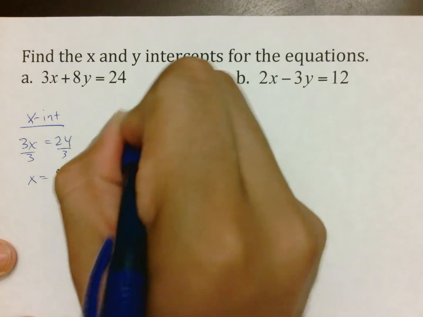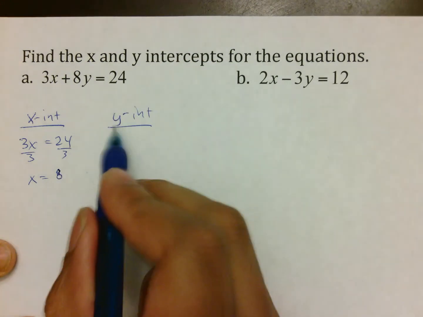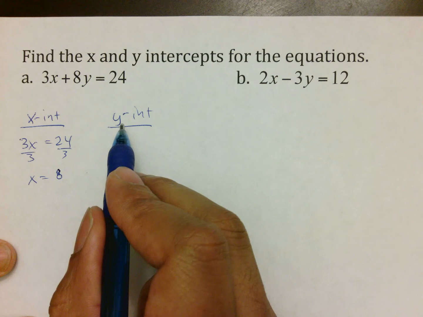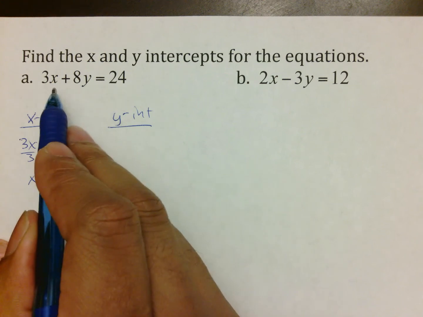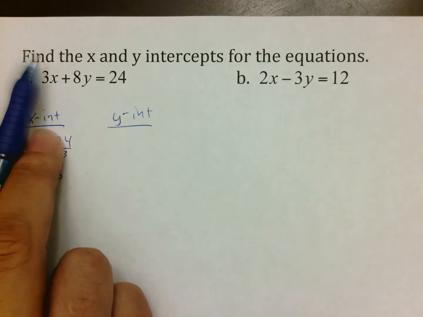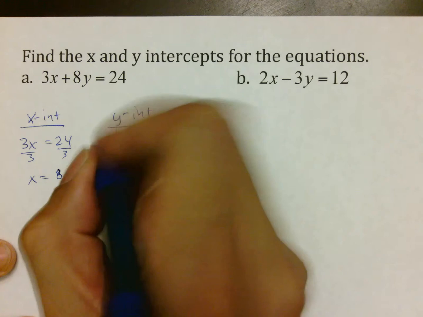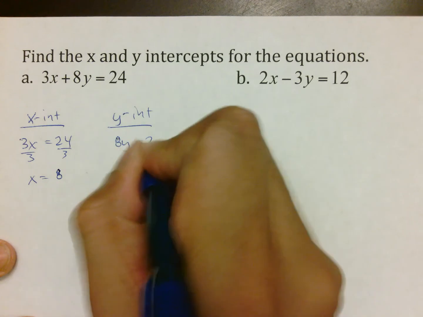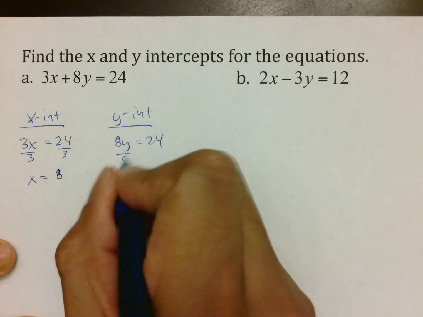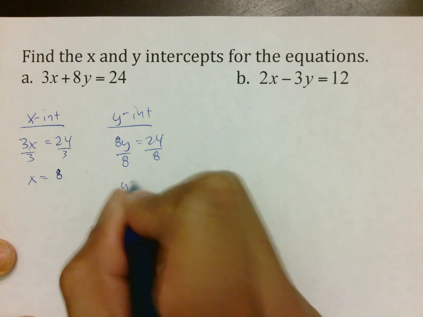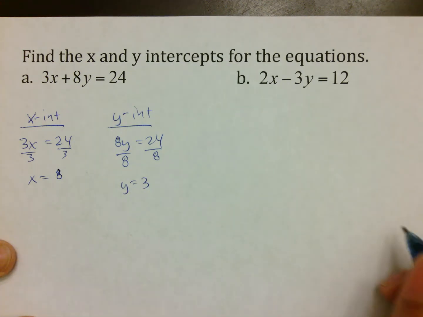If you want your y-intercept, y-intercept means I care more about y, which means I don't care about x, which means I take this x and I ignore it. So I ignore the 3x and I bring down my 8y and my 24. After that, of course, divide by 8, getting y equals 3. That's it. That's your x-intercept, that's your y-intercept.